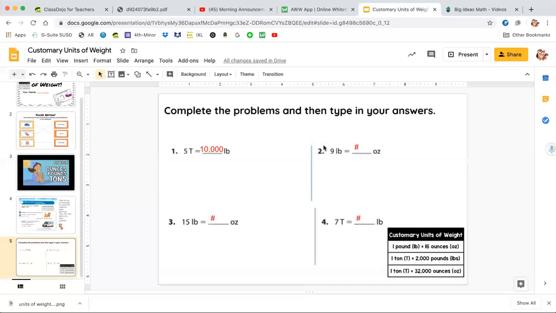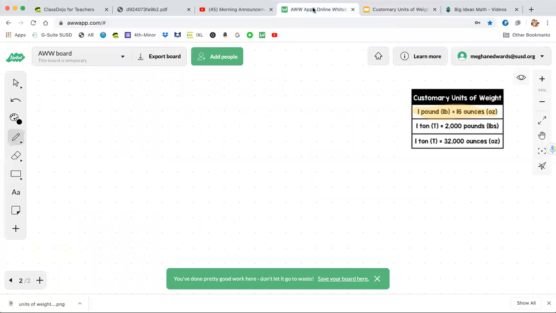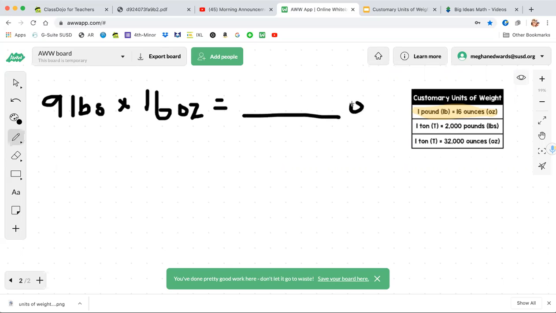And looking back at our question, we have 9 pounds. So we want to know 9 pounds multiplied by 16 ounces is going to equal how many ounces? So we're looking for the number of ounces in 9 pounds. So then we're going to take that and do 16 multiplied by 9. And we're going to solve.